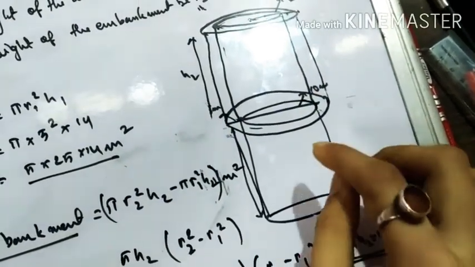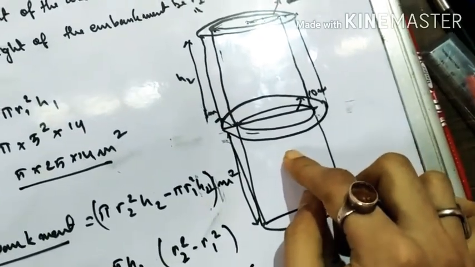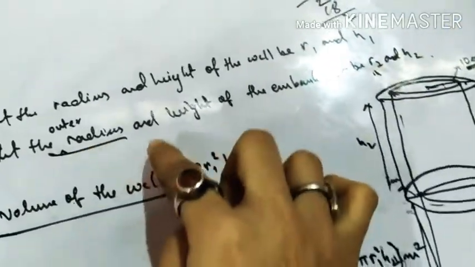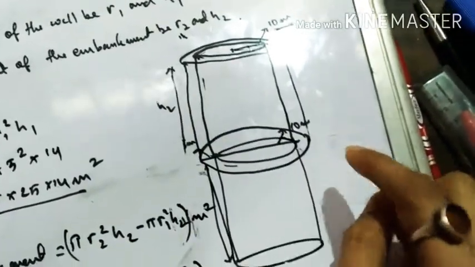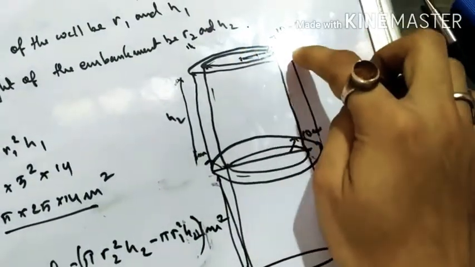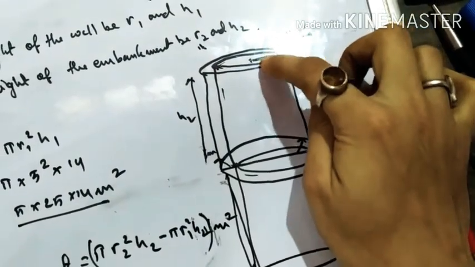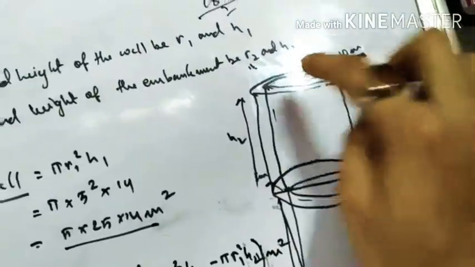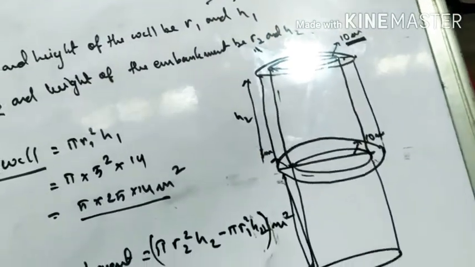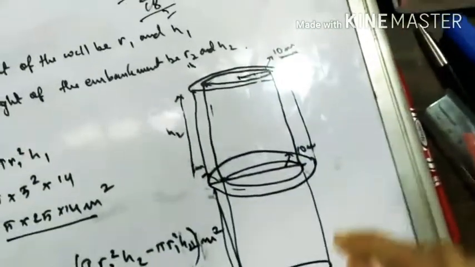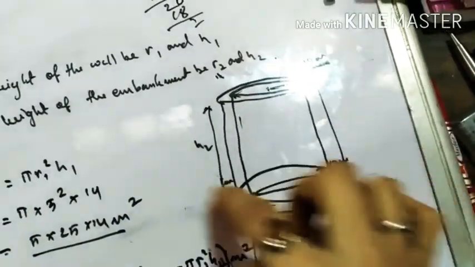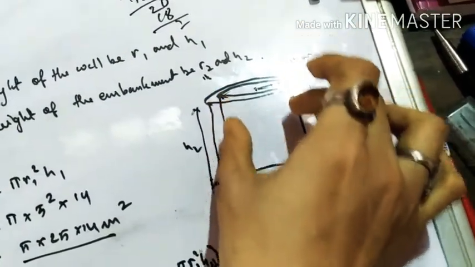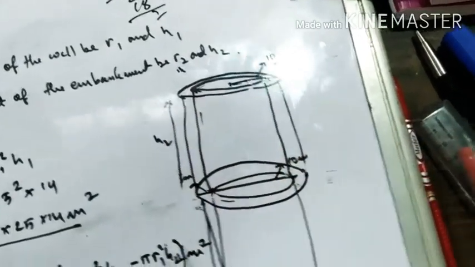First of all, I will have to find the volume of this well. Let the radius and height of the well be r1 and h1, and then let the outer radius and height of this embankment, which looks like a cylinder, be r2 and h2. The inner radius of the embankment and the radius of the well will be the same, so I can take r1 only. Therefore, volume of the embankment equals volume of the outer cylinder minus volume of the inner cylinder.